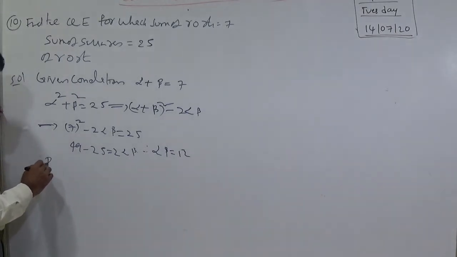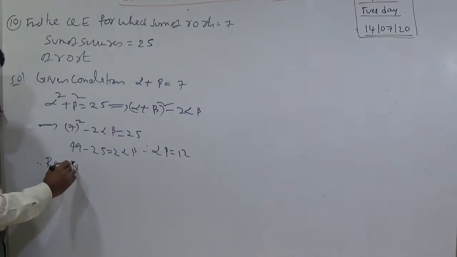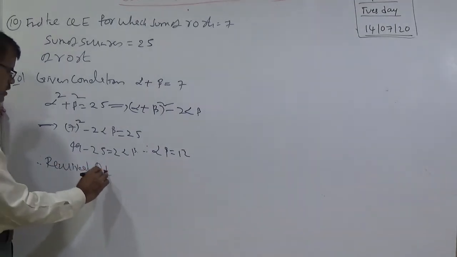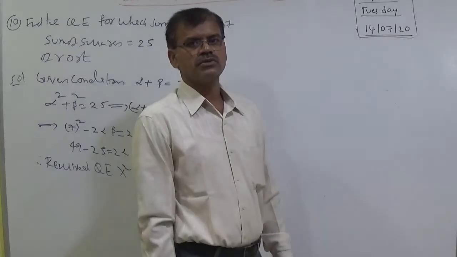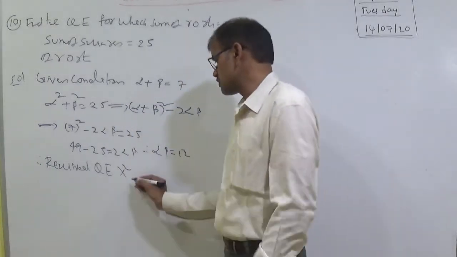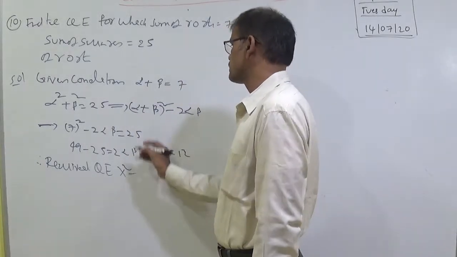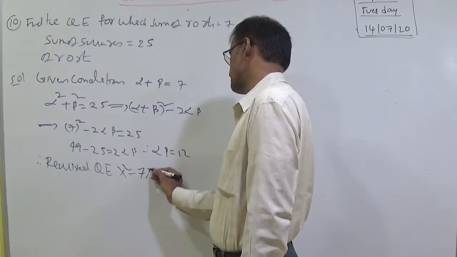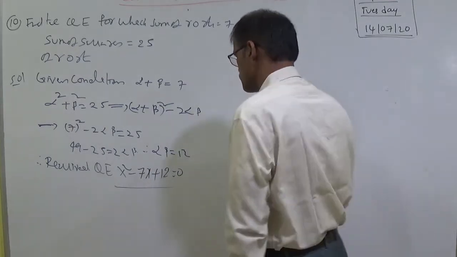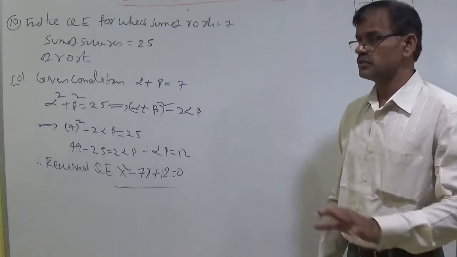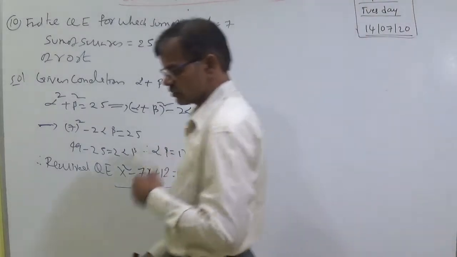Therefore, the required quadratic equation formula is x square minus x into sum of roots plus product of roots equal to 0. So x square minus x into sum of roots means 7x, plus product of roots, which is 12. x square minus 7x plus 12 equal to 0 is the required quadratic equation.